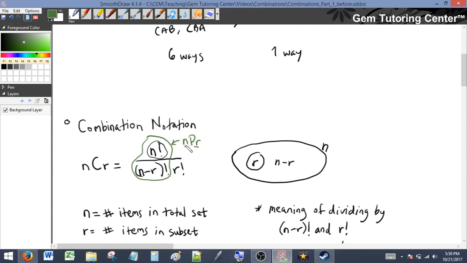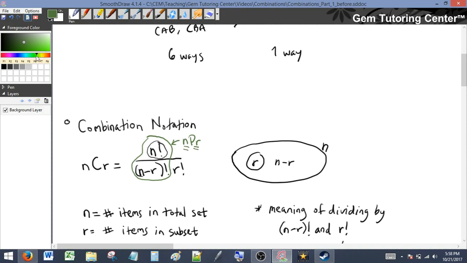So we already explained that in a previous video, so we're not going to go much deeper into it here. But that's why we divide by n minus r, is because we don't necessarily care about those items. We're going to divide out their contribution to n factorial, and we're going to be left with the number of ways that r items can be picked from n items when order matters.